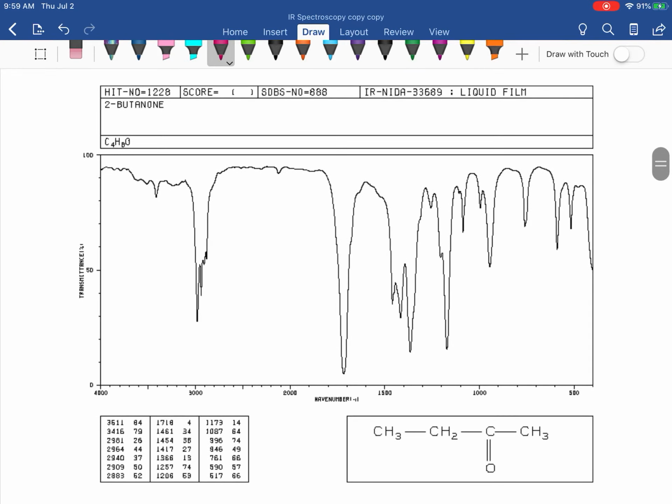All right, so let's make this practical. Let me show you what an IR looks like. Now I'm gonna take something that is actually nice and straightforward, butanone. Look, I even gave us the answer. This is what the IR spectrum looks like for butanone. And now as a practical example, what would we do?